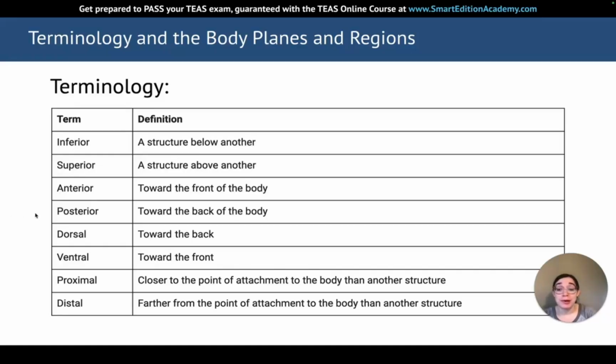While the words posterior and dorsal are the opposite of those two words, but are also synonymous. So again, think of the dorsal cavity, and it's found in the back of our body. So it makes sense that it would mean toward the back.